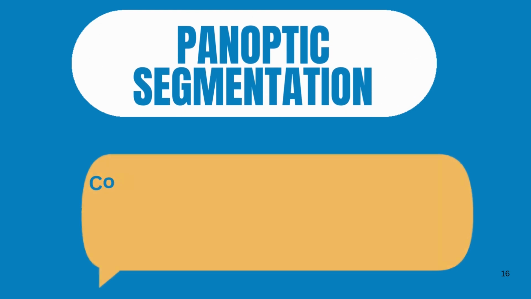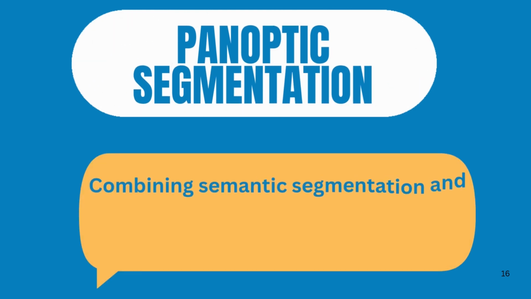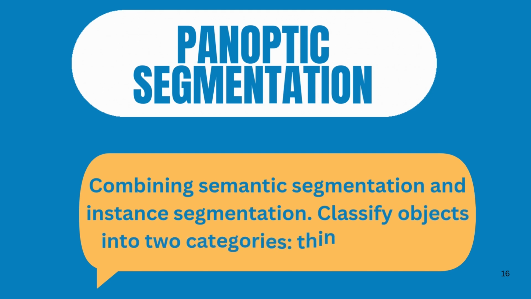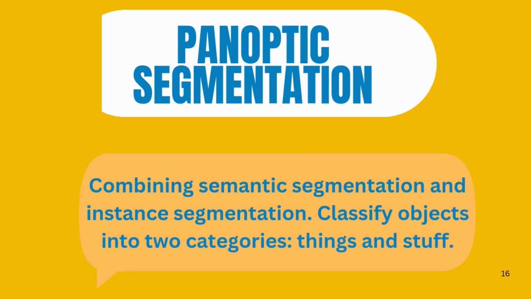The next segmentation is panoptic segmentation. What does it mean? It means combining semantic segmentation and instance segmentation. So classifying objects into 2 categories, things and stuff.